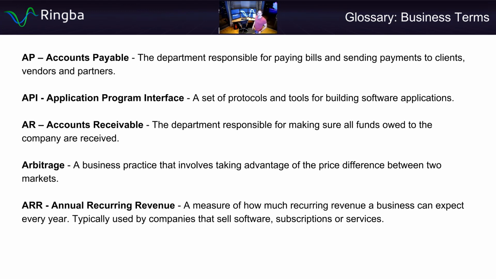ARR is annual recurring revenue, and that's a measure of how much recurring revenue a business can expect every year. Typically used by companies that sell software, subscriptions, and services. Basically what we do is quantify the amount of sales we have on a monthly basis and convert that into annual revenue. So if you did $100,000 last month in sales, you could say that you're doing $1.2 million in annual recurring revenue.